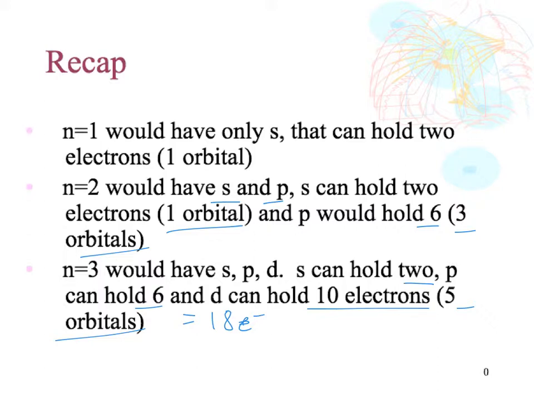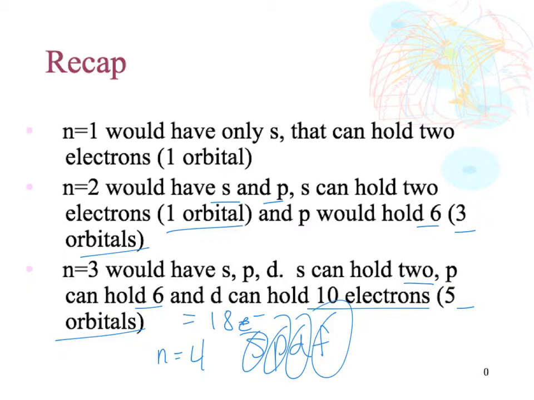If you look at something like platinum with 78 electrons, we're going to need a lot of room. N equals 4, you'd have S, P, D, and F. S could hold 2. P could hold 6. D could hold 10. F could hold 14 because of its 7 orbitals.